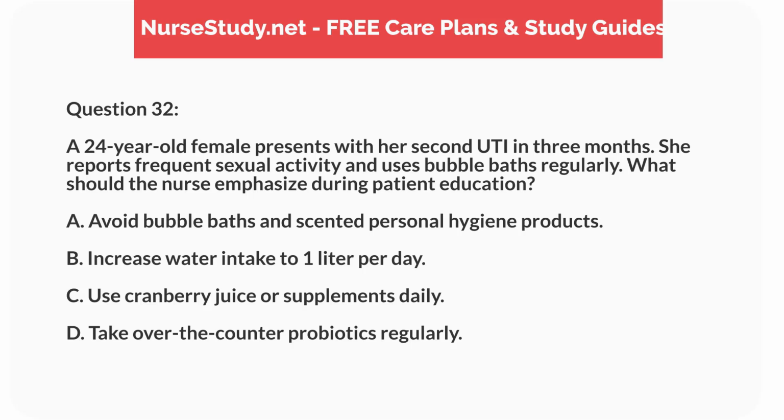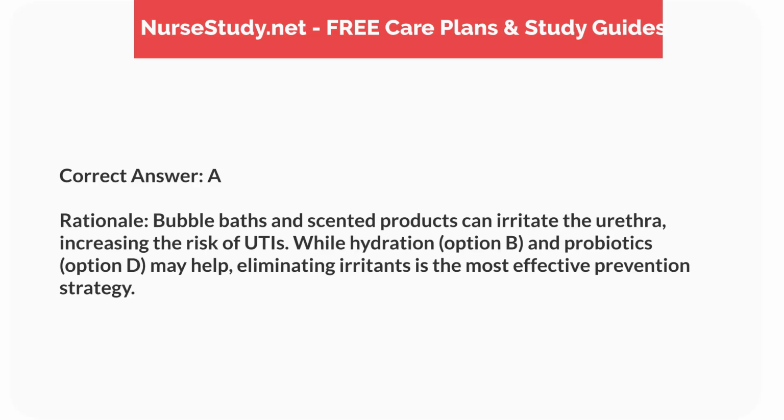A. Avoid bubble baths and scented personal hygiene products. B. Increase water intake to 1 liter per day. C. Use cranberry juice or supplements daily. D. Take over-the-counter probiotics regularly. Correct answer, A. Rationale: bubble baths and scented products can irritate the urethra, increasing the risk of UTIs. While hydration, option B, and probiotics, option D, may help, eliminating irritants is the most effective prevention strategy.